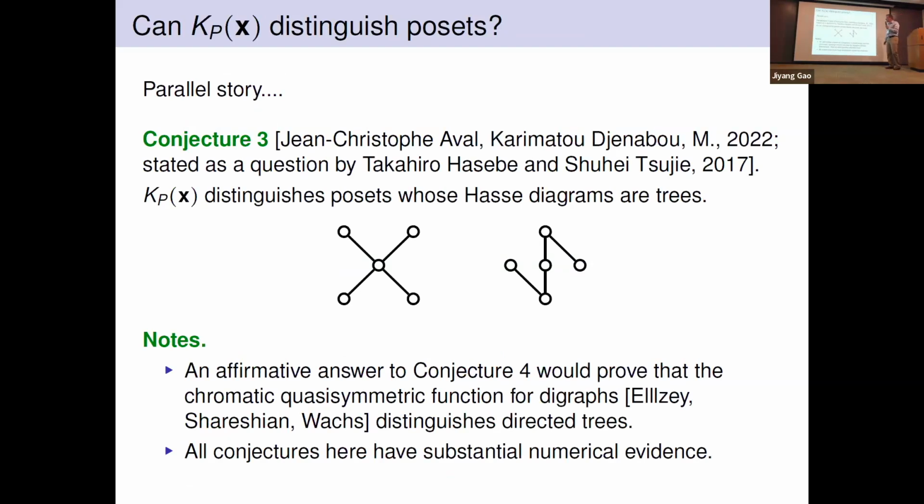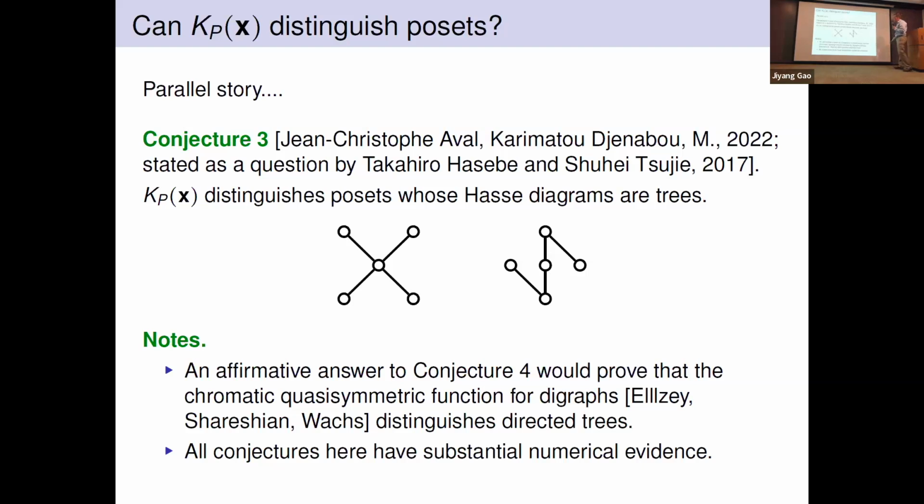The first conjecture, this is with my co-authors Jean-Christophe Aval and Karen Gunnells, but it previously appeared in the form of a question by Sergi and Sergi. So the conjecture is exactly like Richard's conjecture. It says that the strict p-partition numerator distinguishes posets whose Hasse diagrams are trees. So these in particular would have different p-partition numerators.